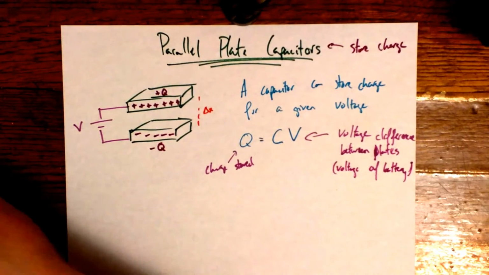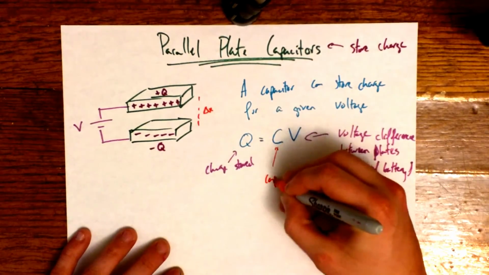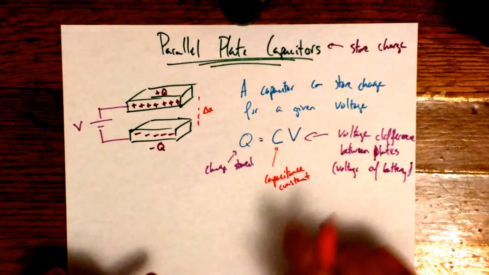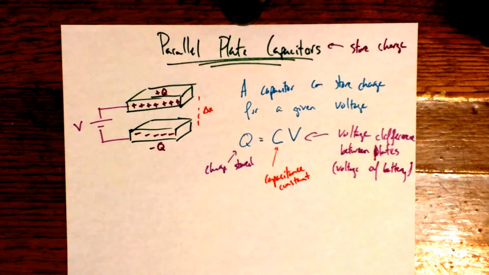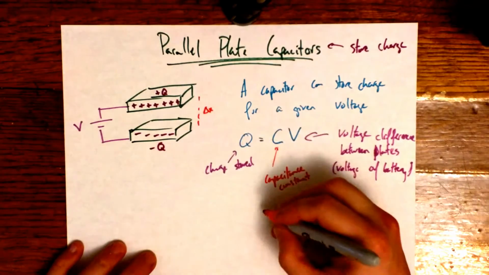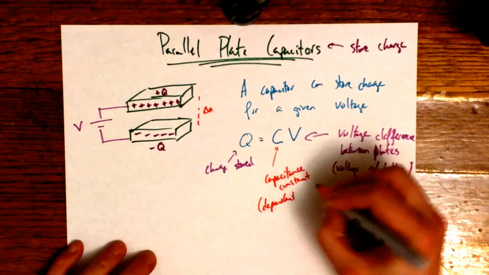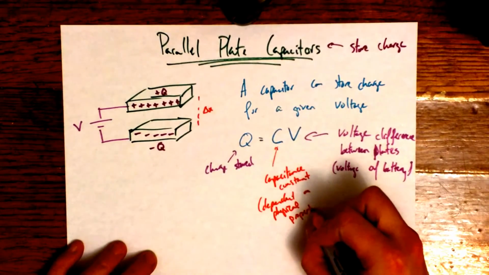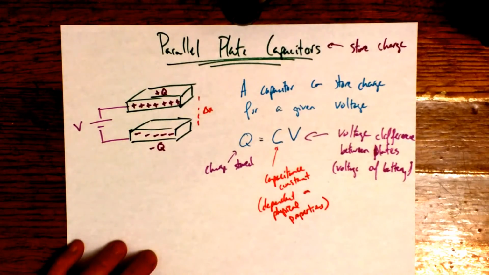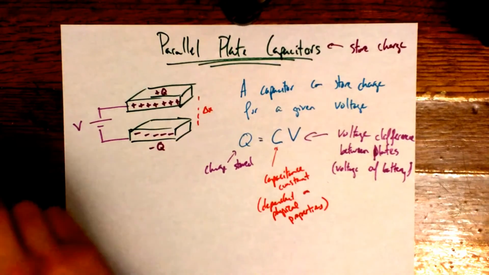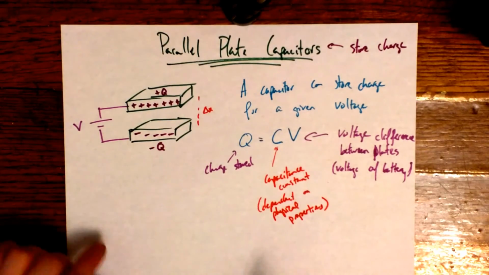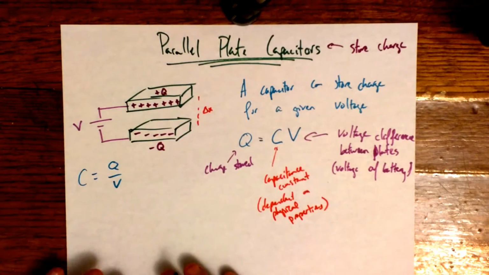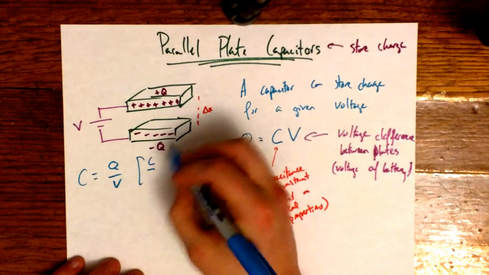And finally, that C is the capacitance constant. It's dependent on the physical properties of the parallel plate capacitor. We'll look at those later. The units for capacitance, well, we could look at our equation, rearrange this for C, and get Q over V. So one way of expressing this would be coulombs per volt.